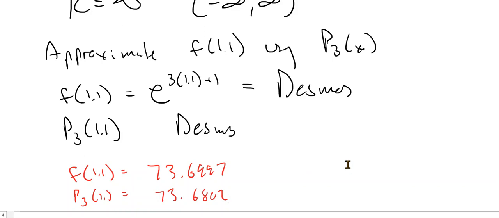Now you can see that this is a pretty close approximation. And it's a pretty close approximation because 1.1 is very close to the center. The closer you are to the center, the better your approximation. 1.1 is very close to the center, which was 1. And so with a P3, we should get a pretty close approximation. The last thing we want to do is to determine the error.